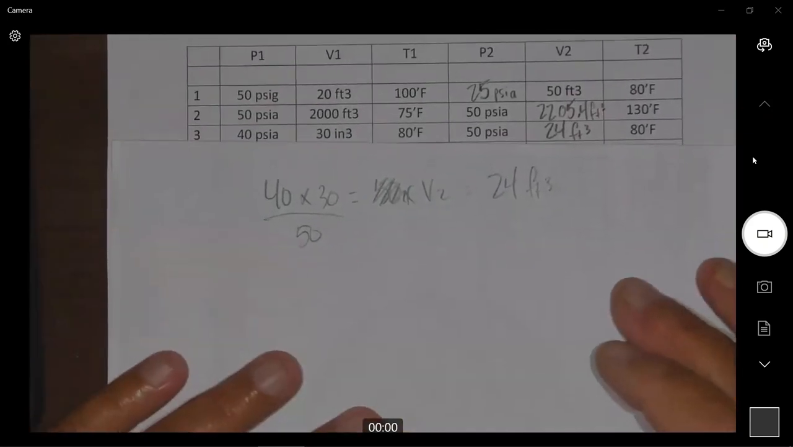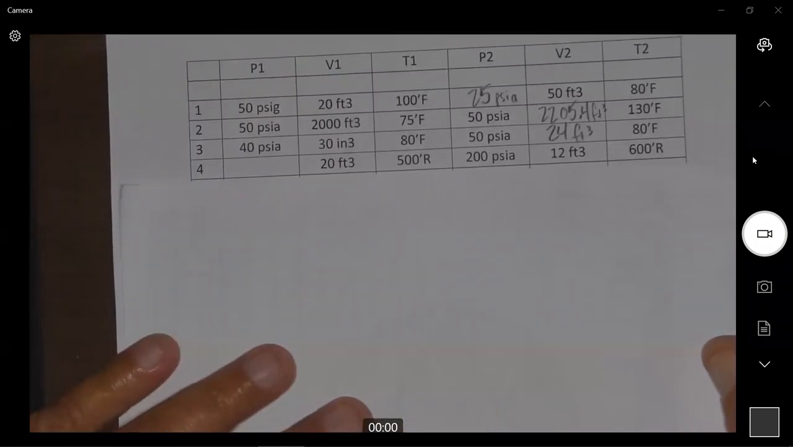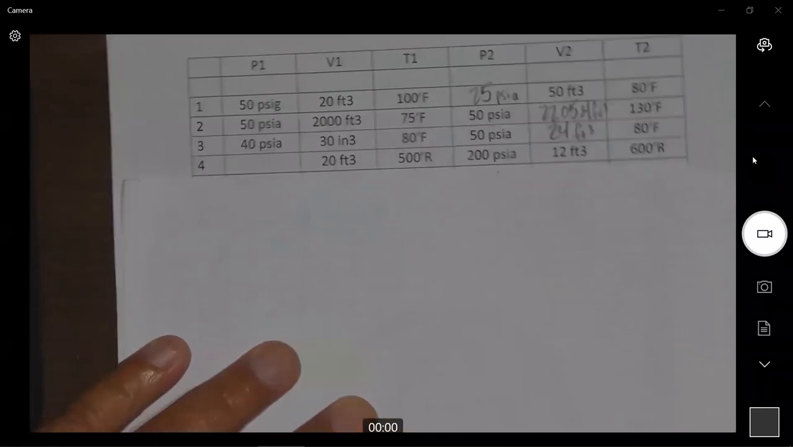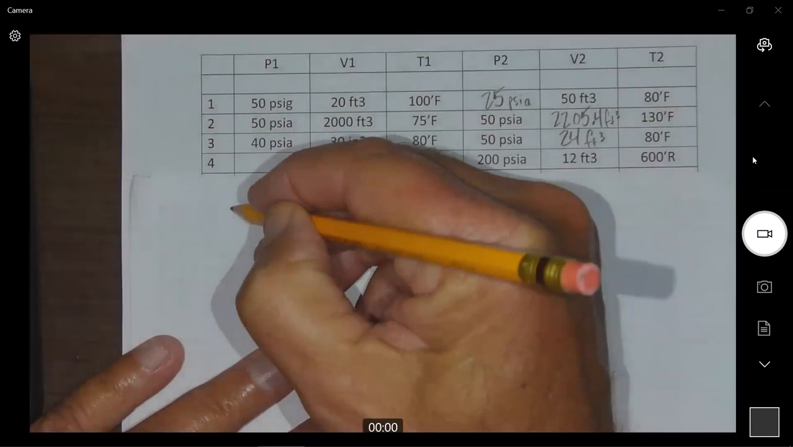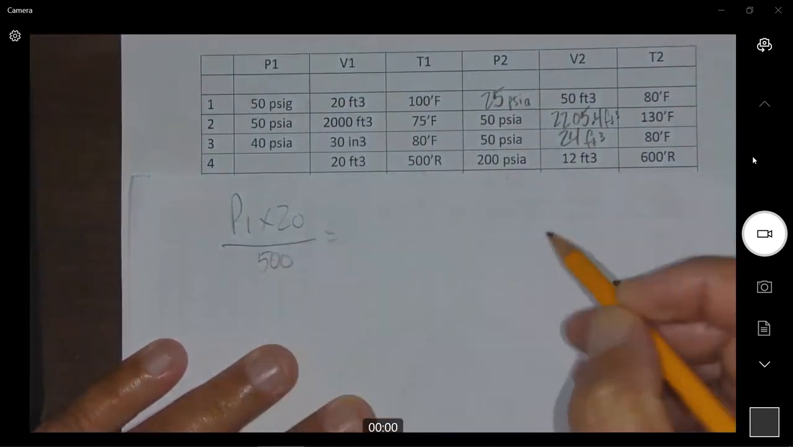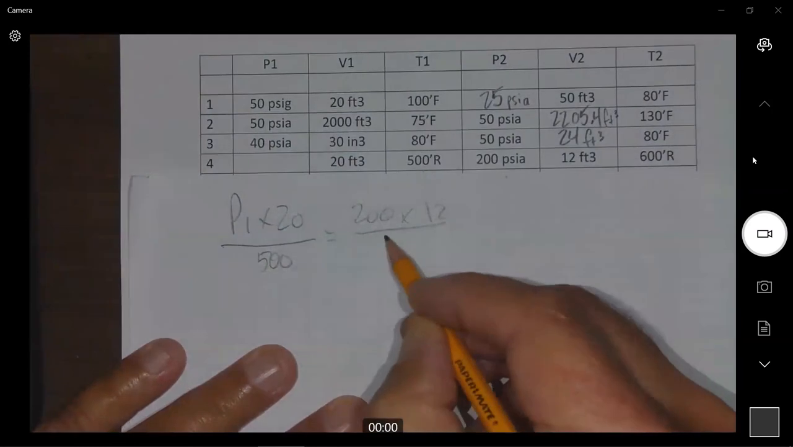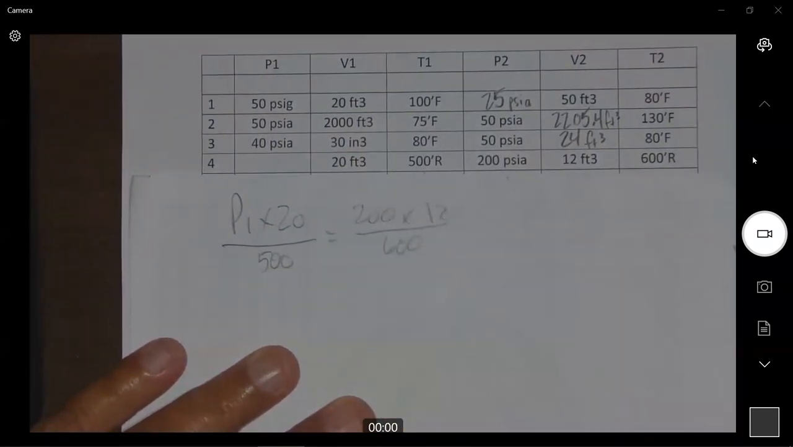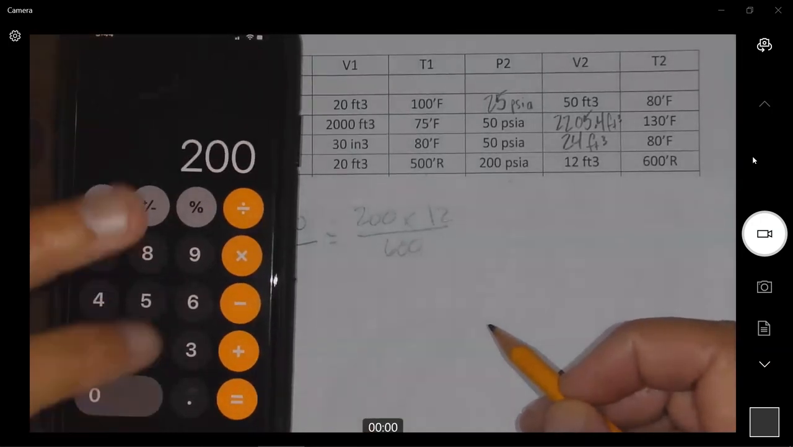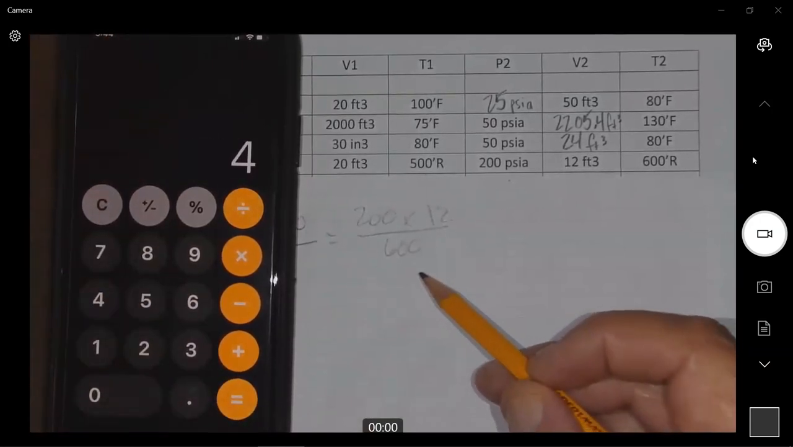Clear that, put out of the way. Next one down. Let's see if I can reuse this paper here, number four. Anything the same on this one? Looks like everything's different. That's okay. No conversions to do. All I have to do is put the numbers in. So P1 times 20 over 500 equals 200 times 12 over 600. Let's solve this: 200 times 12 divided by 600, 4.